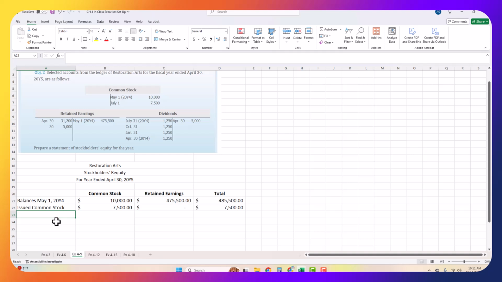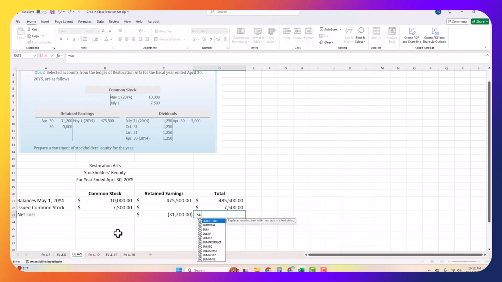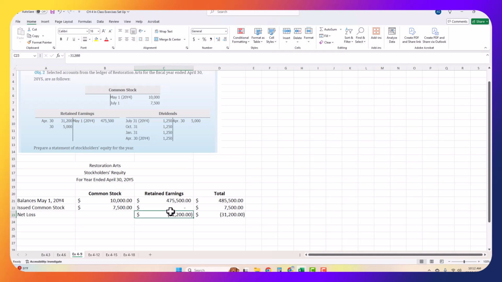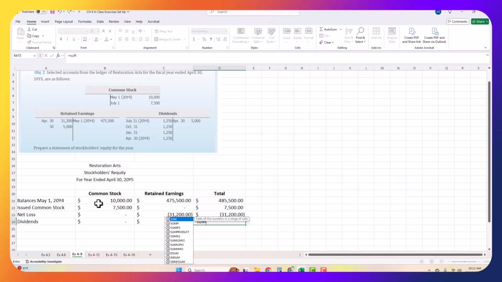They had a loss. That's why the 31,200 is over here. There was a loss. So, net loss. A loss is negative to retained earnings. Right? Negative to the total stockholders' equity. Also, looks like what happened here in dividends is they declared dividends and they paid 5,000 worth of dividends. So, dividends is negative to retained earnings, right? So they have a loss and they paid dividends.